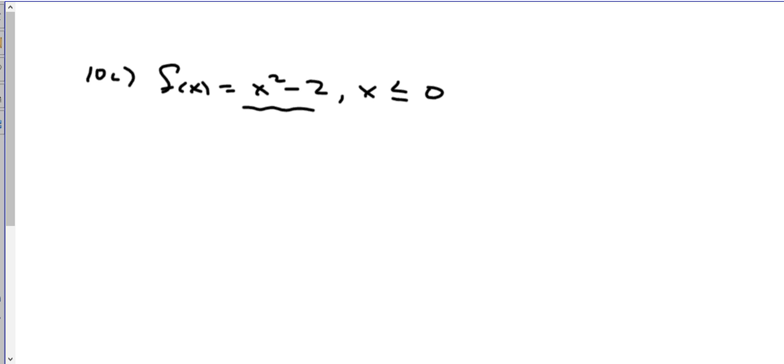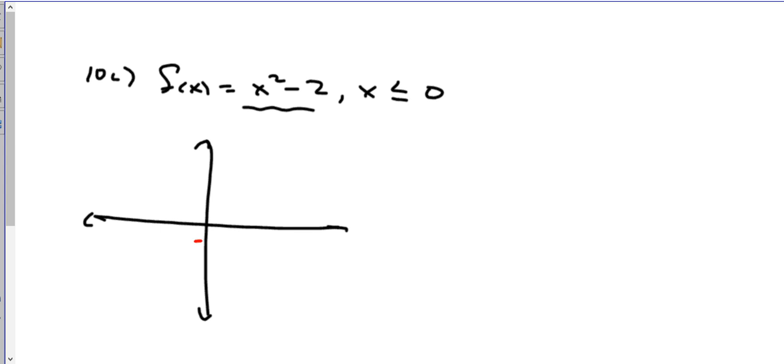Well, let's try another one. Hopefully, we get to some that actually do have inverses. We can figure out this one right here. And this one is part c. We have f of x equals x squared minus 2, where x is less than or equal to 0. Now, this one, I'm not going to graph. This is a basic common function, x squared minus 2. I'm going to sketch this one to find out if it has an inverse.